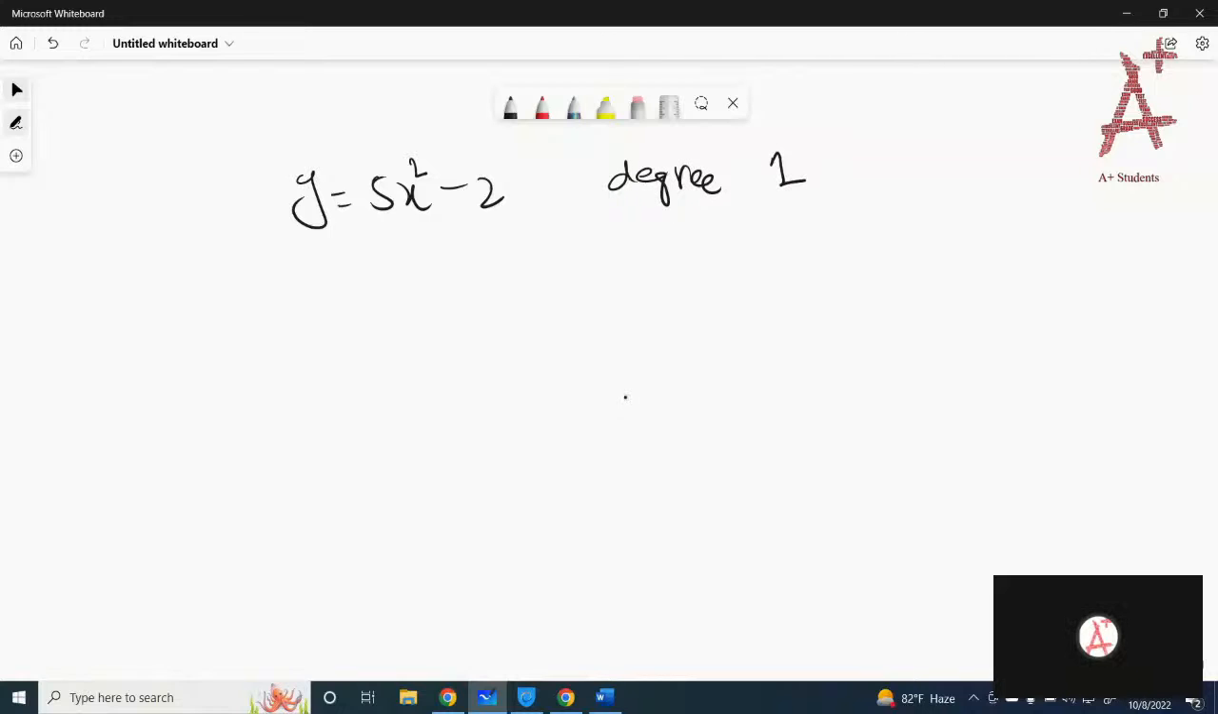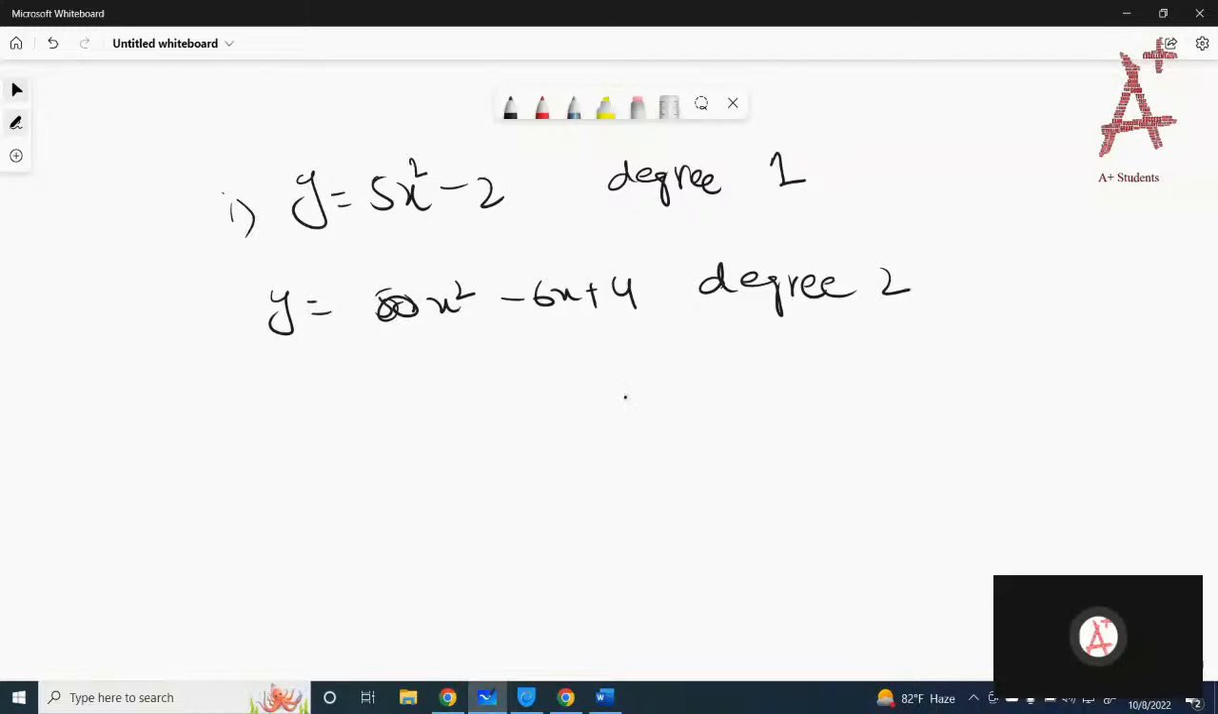Got it? The second equation is y equals x square minus 6x plus 4. The highest power involved here is 2. That means the degree of the equation is 2. The highest power of x is the degree of the equation. Got it? So for this relation, the degree is 2.